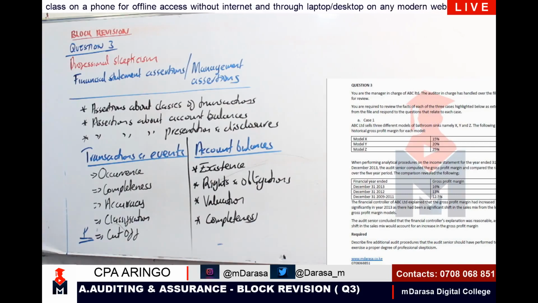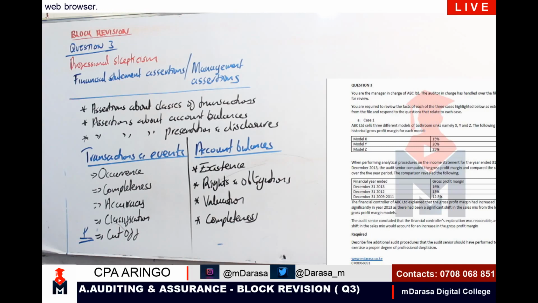Talk about rights and obligations. The entity holds a right and control to the assets, and the liabilities are the obligations of the firm. I must prove that they do relate to the firm. Valuation. All liabilities, assets, and equity items are included in the financial statements at appropriate amounts and measured as per the identified financial reporting framework.